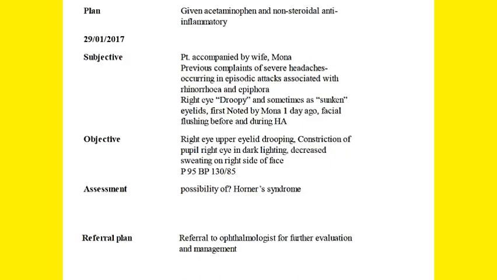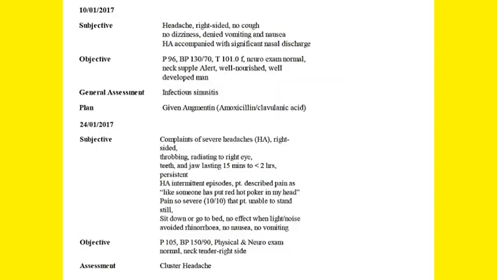So if we just summarize what happened with this patient, initially he came with complaints of normal headache. On the 10th he came, and he had a right-sided slight headache, but everything seemed normal, not severe. We thought that it might be infectious sinusitis, and he was treated with Augmentin. Then he represented, and this time the symptoms of headache became slightly severe.